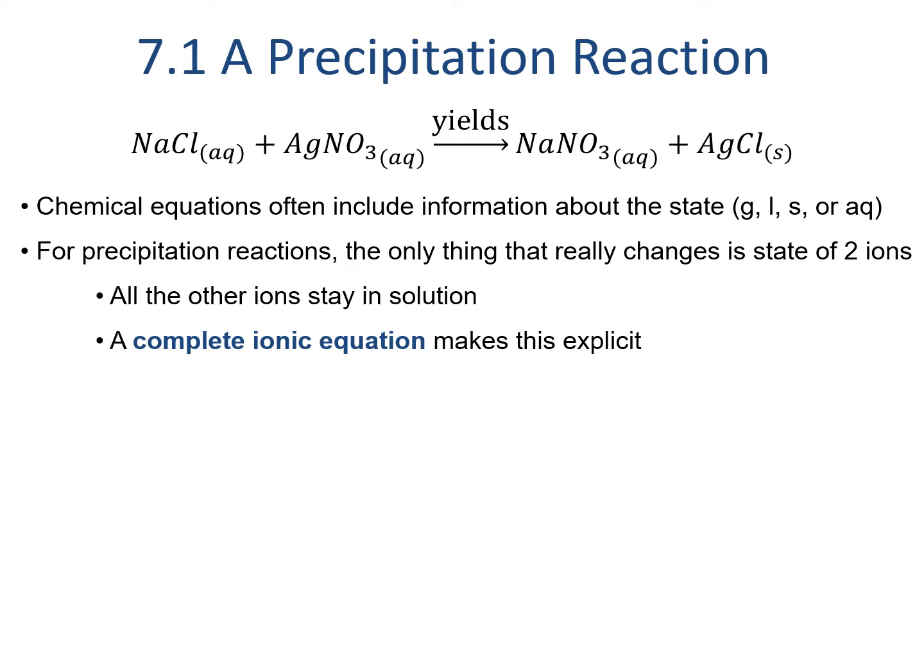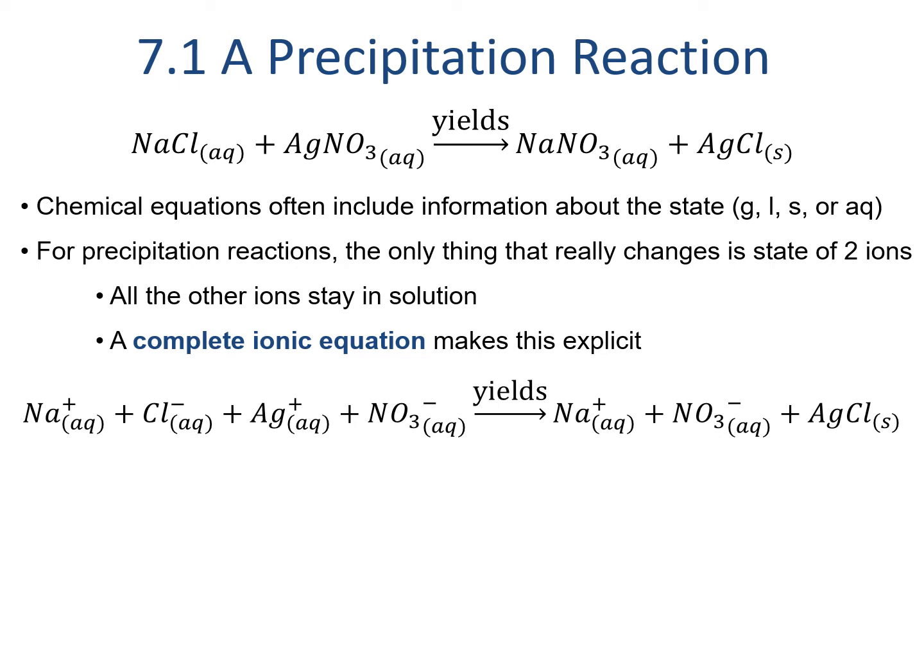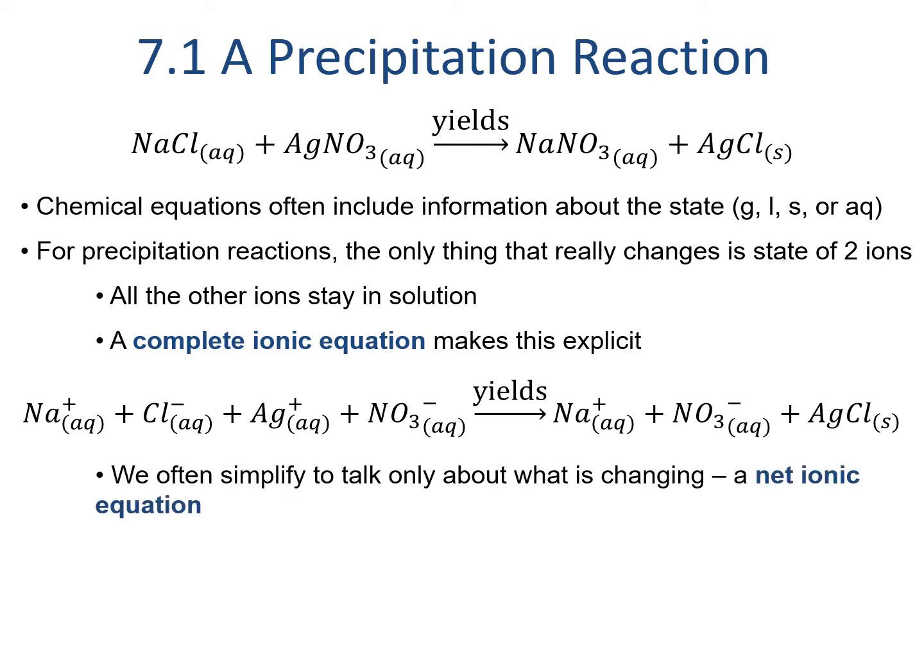In a complete ionic equation, every aqueous salt is listed as its individual ionic components. The precipitate is the only thing that will actually change and is written all together as a solid. In this form, it's more clear that the sodium plus ion that was in solution stays in solution, as does the nitrate. The complete ionic equation has several components that aren't participating.